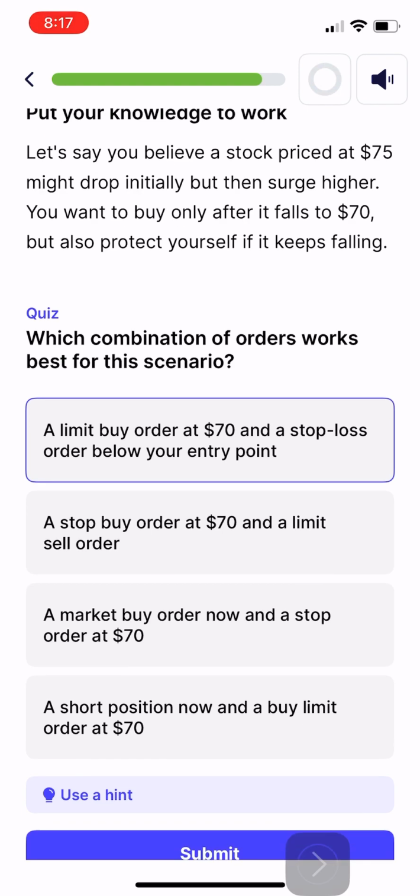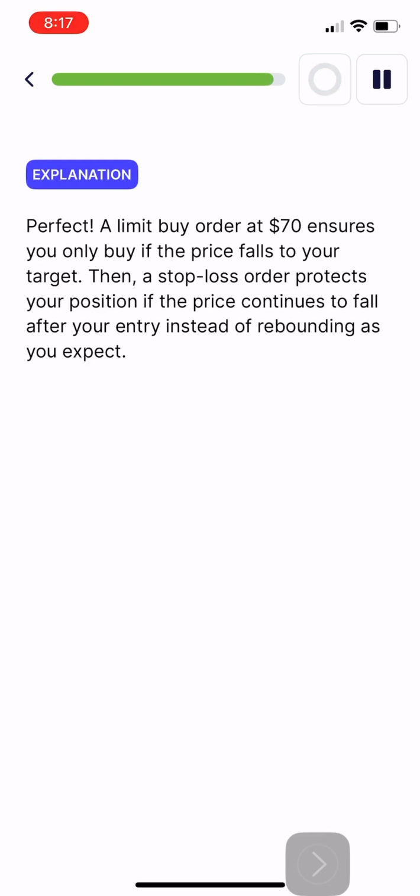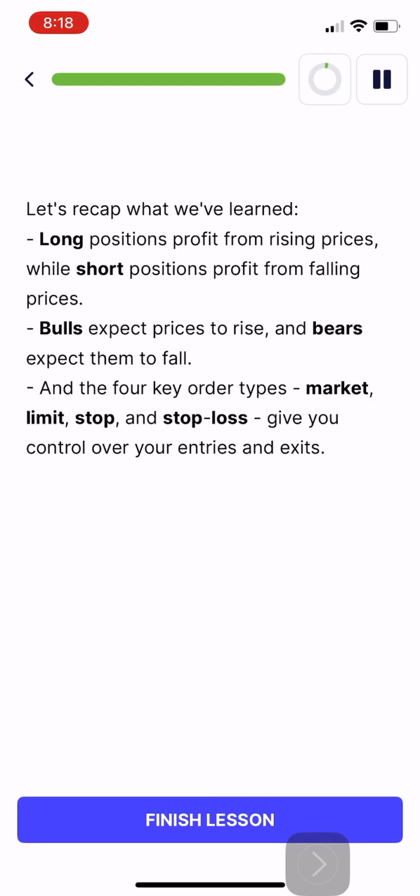Yes, you're right. Perfect. A limit buy order at $70 ensures you only buy if the price falls to your target. Then, a stop-loss order protects your position if the price continues to fall after your entry instead of rebounding as you expect. Let's recap what we've learned.